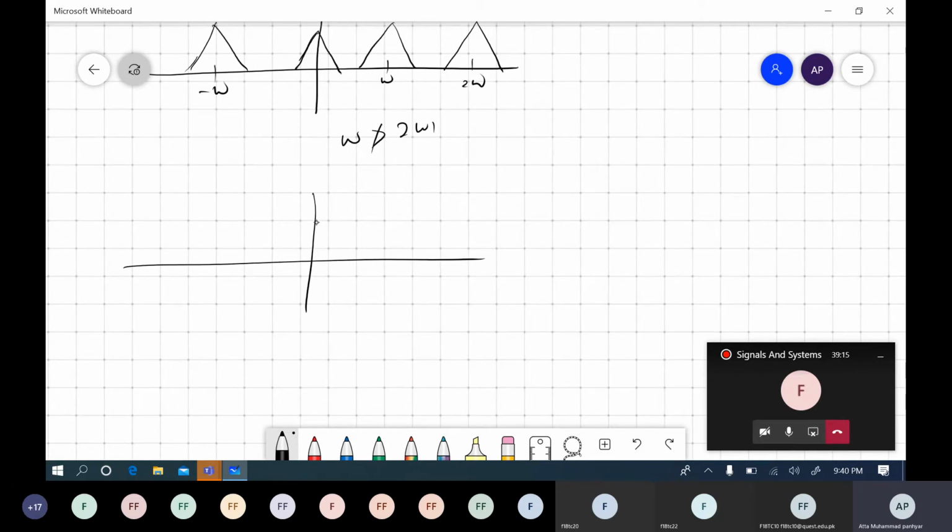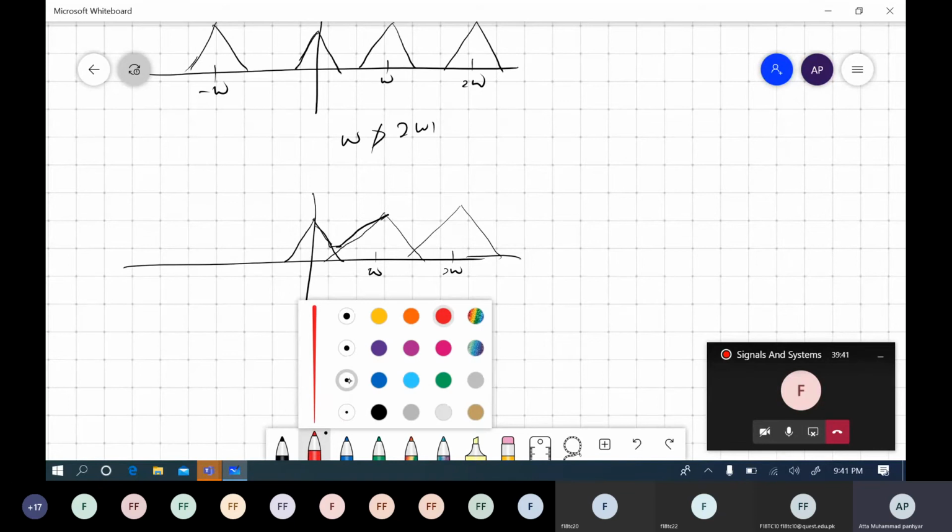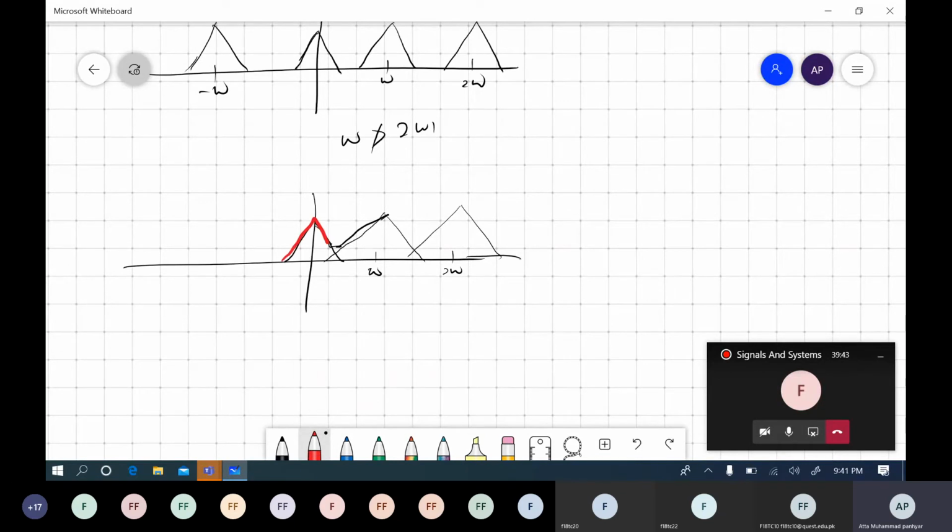For example, at omega equal to 0, this signal may look like this. At omega, this signal might have overlapped with this signal. At 2 omega, again overlapping, right? Now when you add up these signals, this value might have looked like this. Now we cannot reconstruct the original signal from this signal, you can see, right?